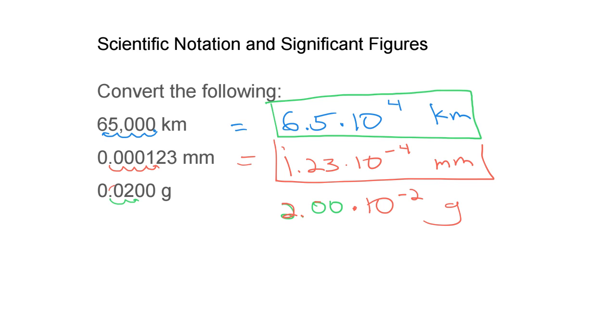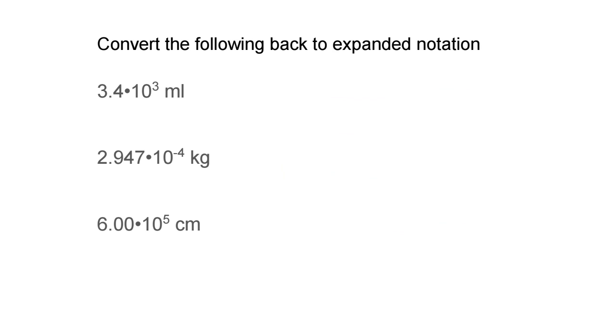Change this to red. All right, and let's keep going. Now, just for practice, we've got some numbers given in scientific notation, and we're going to convert them back to expanded notation. So 3.4 times 10 to the third. Start with the 3.4, and then the times 10 to the third means move that decimal point 3 times. So 1, 2, 3. Fill in the missing zeros, and I get 3,400 milliliters.